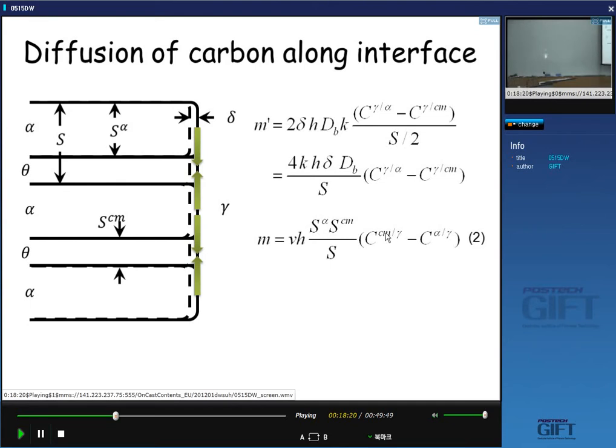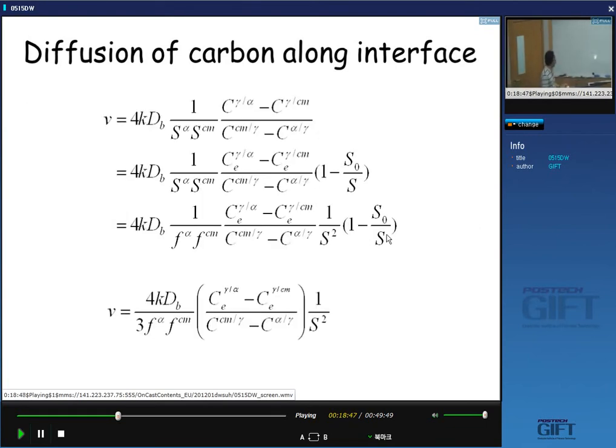So this is nothing more than Fick's first law. And this is the mass balance equation we've already derived in the previous class. So let's combine these two to derive the velocity of the interface. Then you can have a very similar form to the previous one in this equation. And to consider the role of the interface between the ferrite and cementite, you can have this. Actually, this one is equivalent to this one, as we derived previously. And finally, we can have this equation.